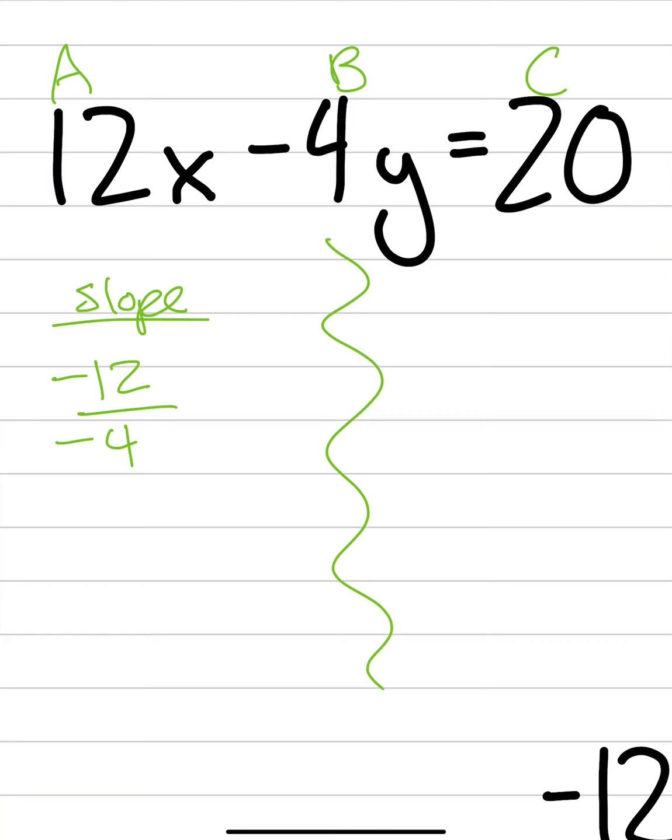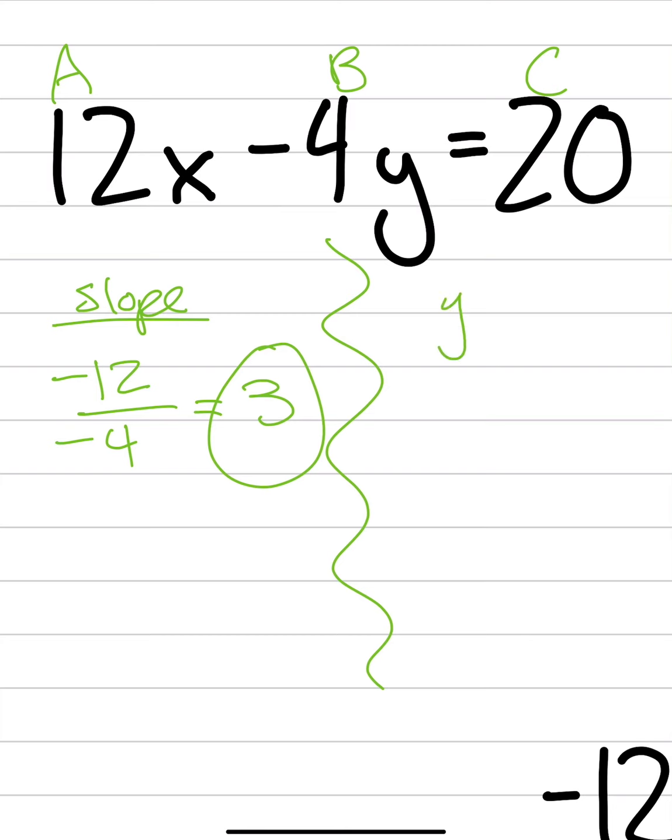Okay, well, I can simplify this. I have a negative over a negative, so that means we're going to end up with a positive number. And I have a 12 over 4. Well, I know that that's going to give me a whole number, so 12 divided by 4 will be 3 again. And my slope will be 3.